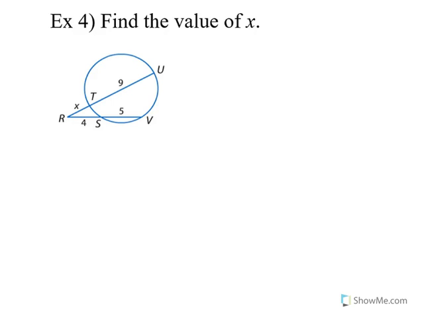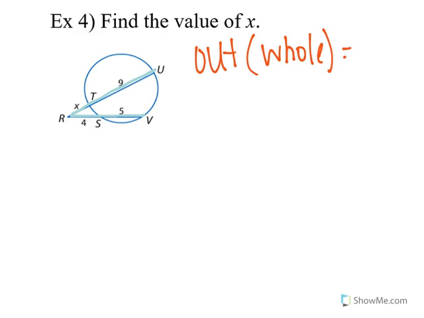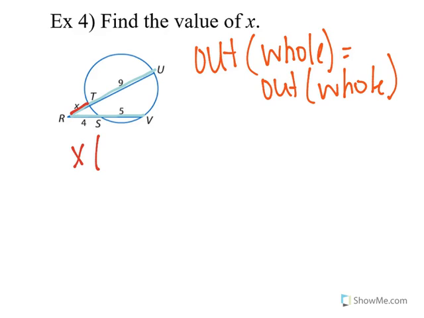So let's do an example so you can see how to use this. So we know it's secants, so we're dealing with secants because they go through the circle twice, right? So whenever you see this, secants on the outside of the circle, you're going to think outside times whole equals outside times whole. So I'm going to identify the outside piece first. So my outside piece is x. And then what is my whole segment?